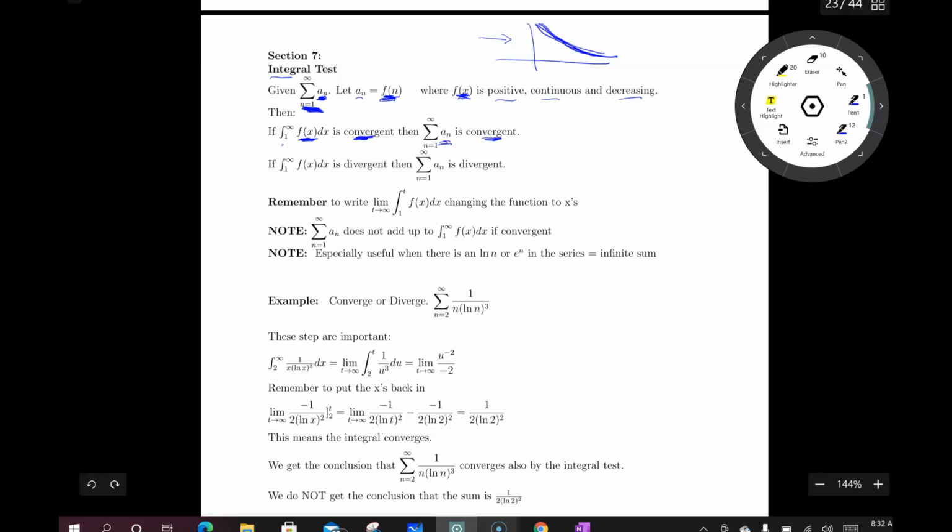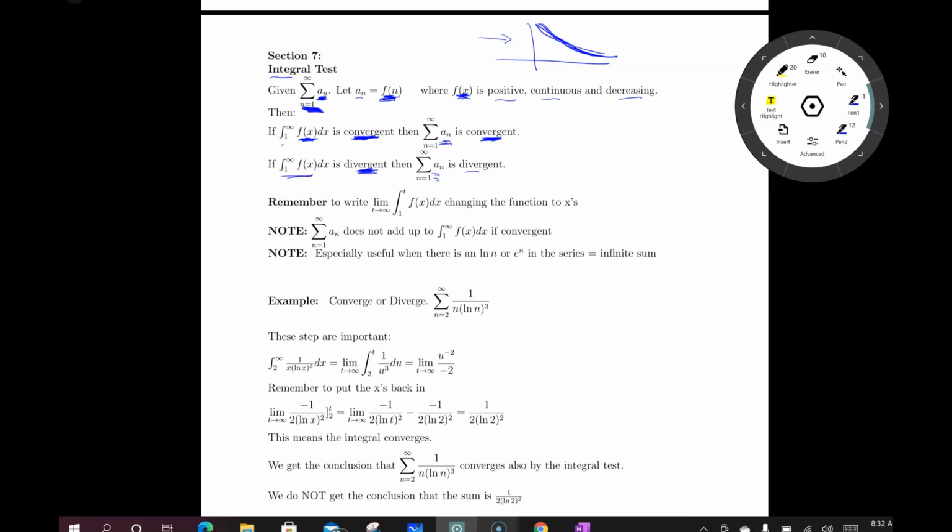Remember, when it converges, it goes to a number, right? There's a limit that equals a number. So I do not get what the sum is. I just get to say that this sum converges. If this integral diverges, limit doesn't exist, equals infinity, then I can say that this series is divergent also.